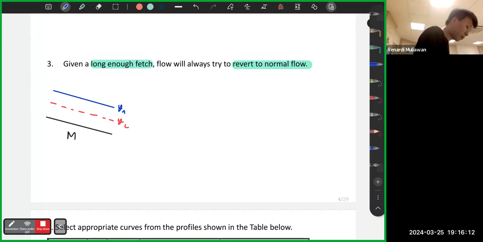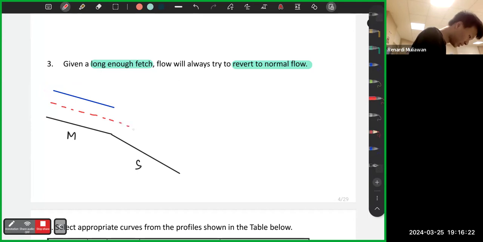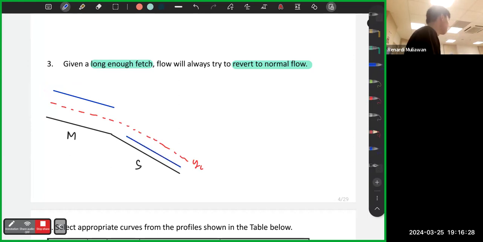But now let's say there's an obstruction. Let's say this is S, a steep slope. For a steep slope, remember that yc is still the same. But now yn is lower than yc, from the definition we explained before. So this is yn1, yn2. That is the boundary.